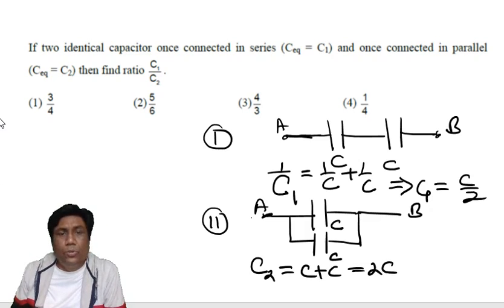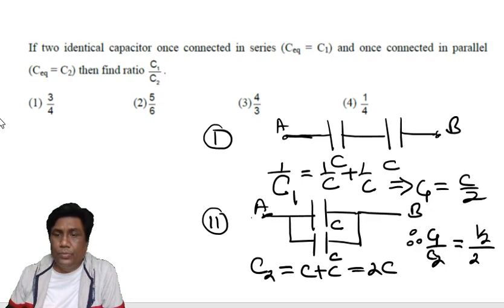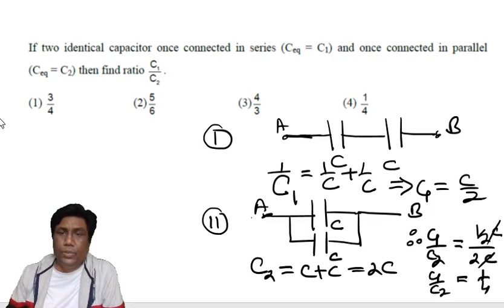Well, what we need to do is find the ratio of C1 to C2. Therefore, C1 to C2: C1 is just half C, and this is 2C. C gets cancelled, so it is 1:4, or 1 by 4 you can say. So C1 to C2 is 1/4. So the fourth option is the correct answer.